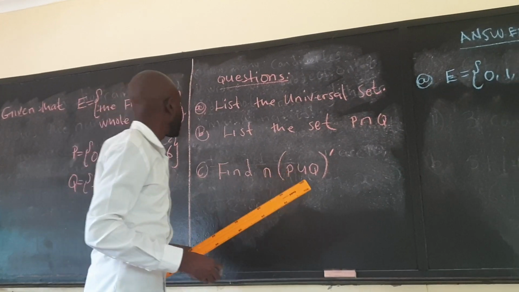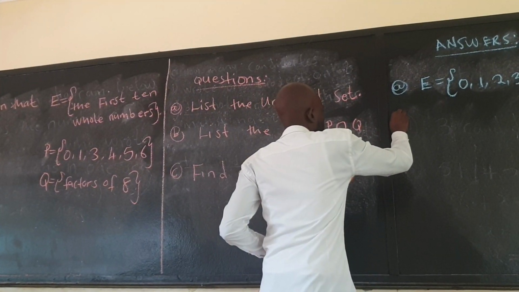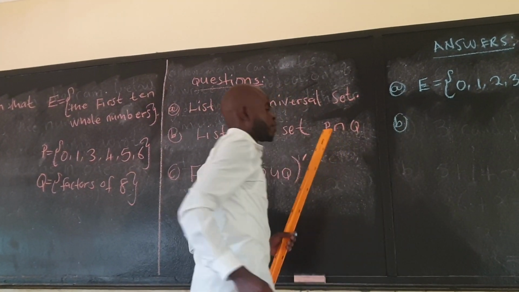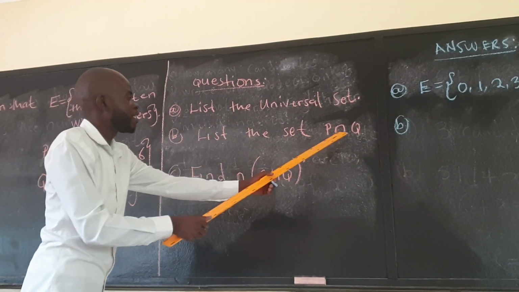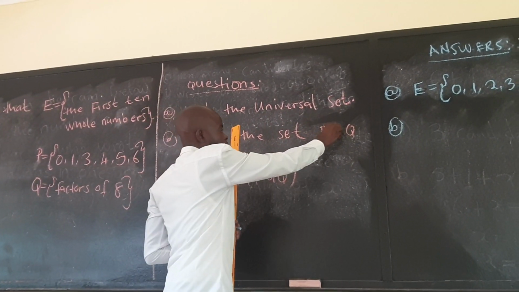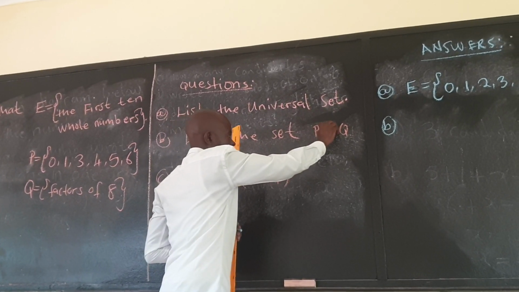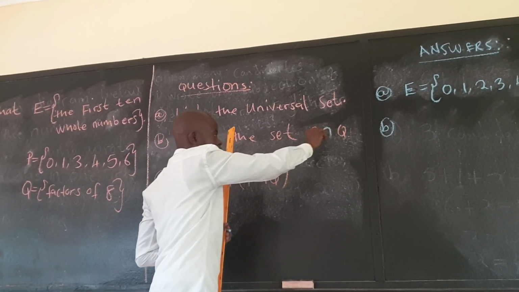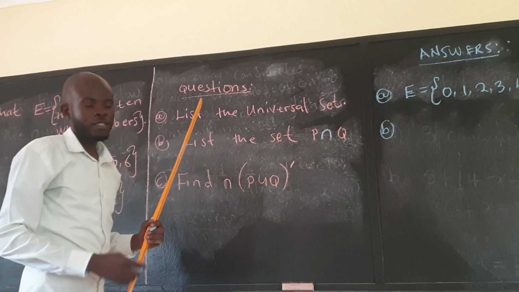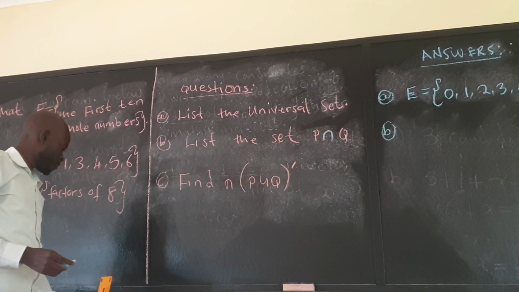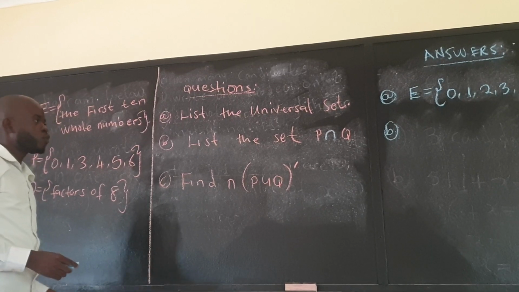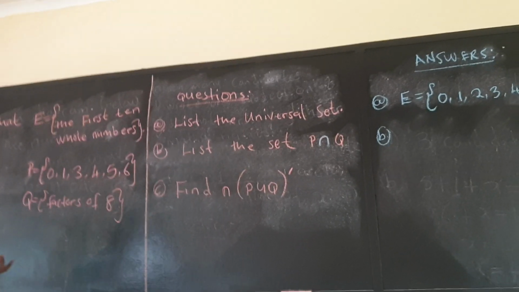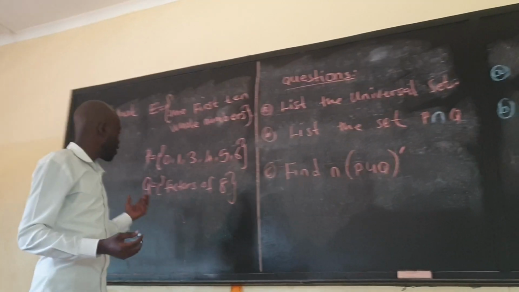The second question, which is B, is saying list the set P intersection Q. Remember, this symbol which looks like an N represents the intersection. So they are asking us to find the intersection between P and Q. So where is our P and our Q?